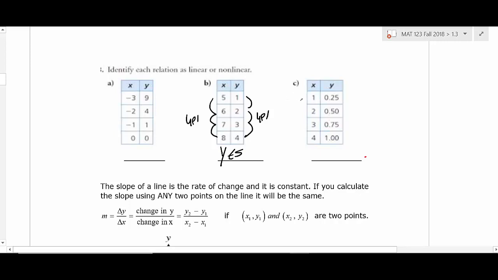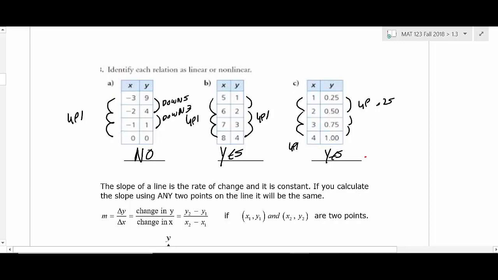The next one goes like this. That's always going up 1. This one is always going up 25 cents, right? So that's linear. Does that make sense? Now the next one, this one's going up 1. The x's are getting bigger by 1, but notice what's happening. This one's going down 5, then it goes down 3, so it's not linear. So that one is a no. Any question on that?